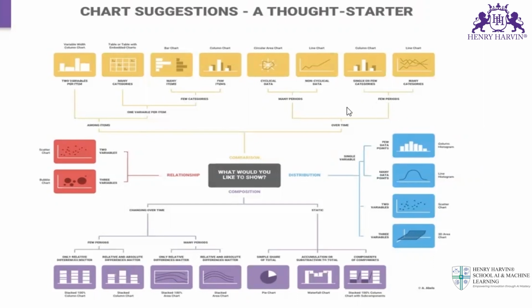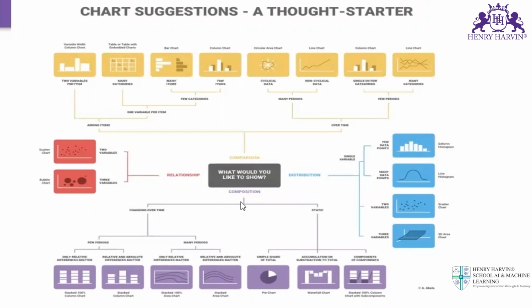Or if you want to show the data over a time period, changes over the time period, for that you can use cyclical data. For that you will use area chart, line chart, or column chart. If you want to show distribution of data, it depends on whether it is a single variable or there are two or more variables. If there is a single variable and you want to show its distribution, you can use histogram or line histogram. If you are using two or more variables, for that you can use scatter chart or area chart.